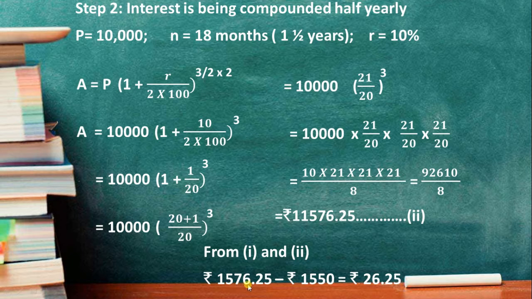So rupees 1576.25 is the compound interest when the interest is compounded half yearly, and rupees 1550 is the compound interest in step 1 that we have calculated when the interest is compounded yearly. Hence the difference is equal to rupees 26.25.